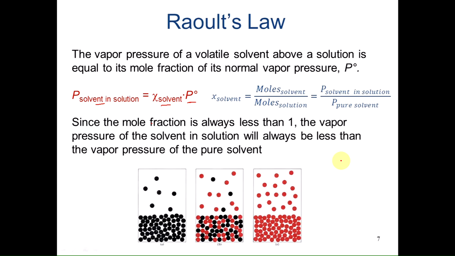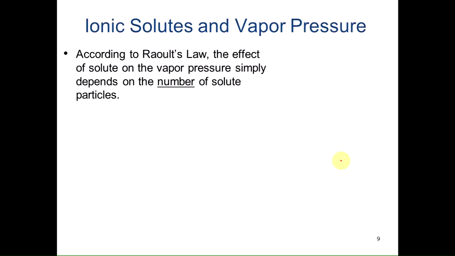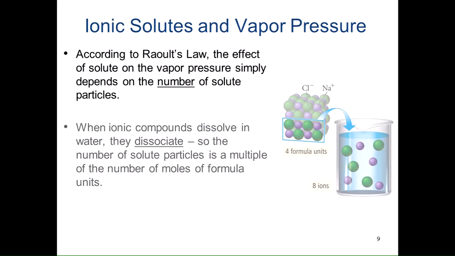But since the mole fraction is always less than 1, the vapor pressure of the solvent in solution will always be less than the vapor pressure of the pure solvent. Now, according to Raoult's law, the effect of solute on the vapor pressure simply depends on the number of solute particles. When ionic compounds dissolve in water, they dissociate. So the number of solute particles is a multiple of the number of moles of formula units.